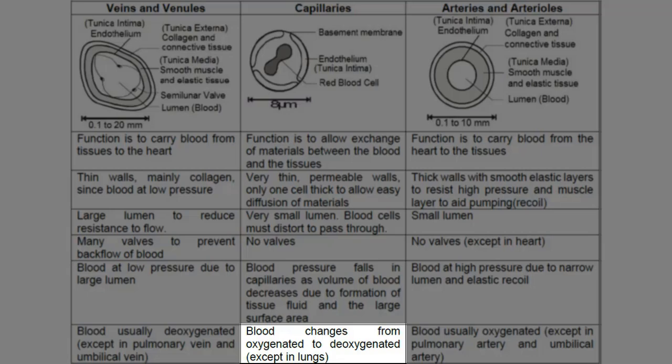And as the blood flows from arteries to veins, in the capillaries, the blood gets deoxygenated except in the lungs. In the lungs it gets oxygenated. Is it clear?